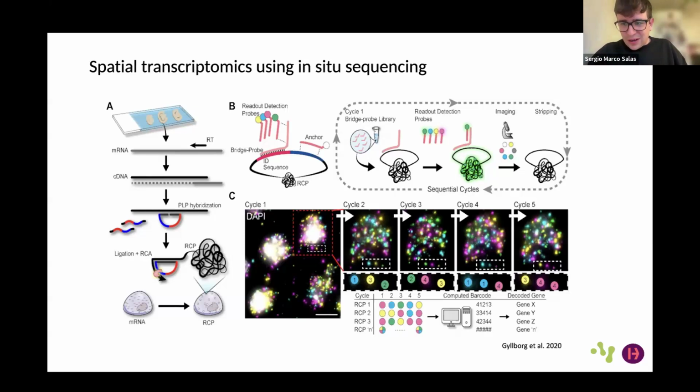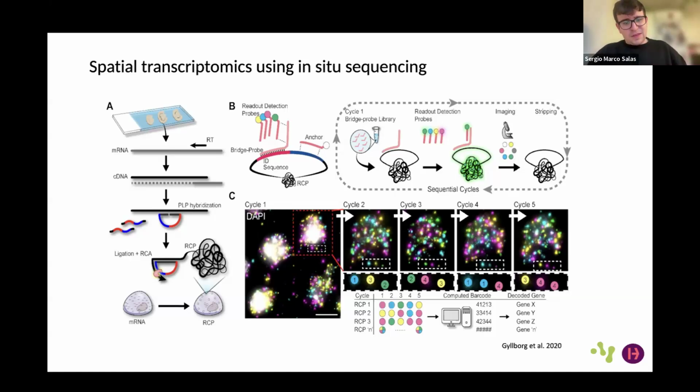But of course, it's a highly manual process because you need to go to the microscope every time you want to do a cycle, and it's really error prone. It also involves several computational steps that are not that easy to handle, such as image registration or decoding. So it presents some difficulties.